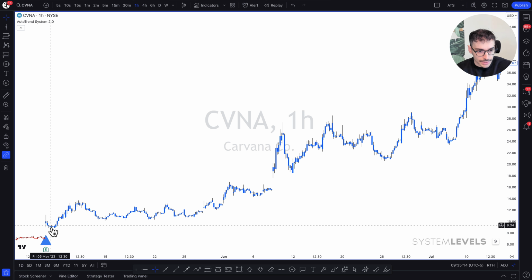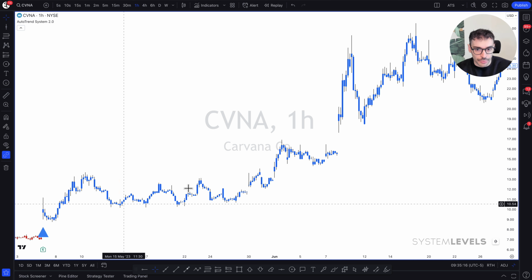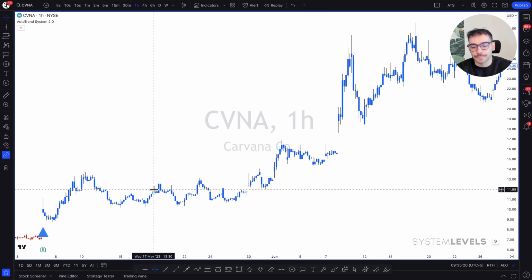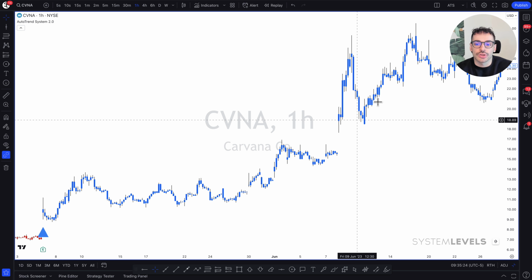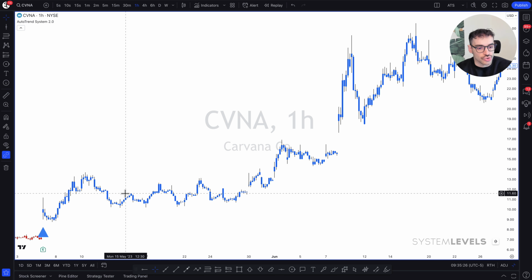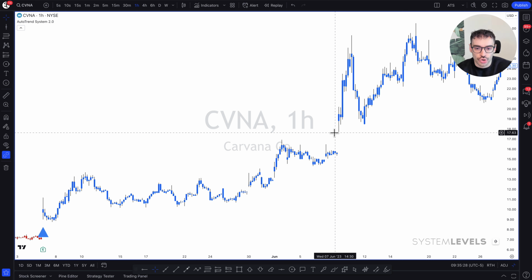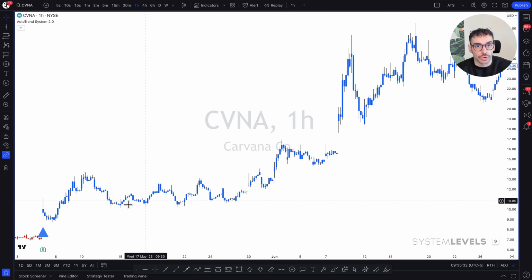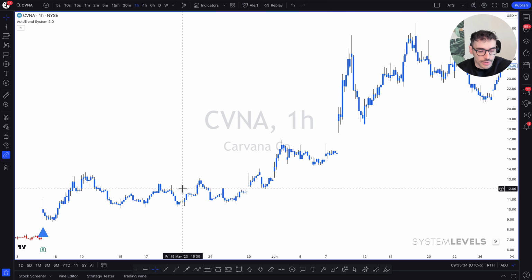So basically, we have this new buy signal. Price has been going up. The bars are blue. The AutoTrend system is basically telling us that there is an uptrend going on. There's no reason to be shorting here. We're not looking for short trades. We are only looking for long trades. We're going with a trend. This is a trend following system, right?